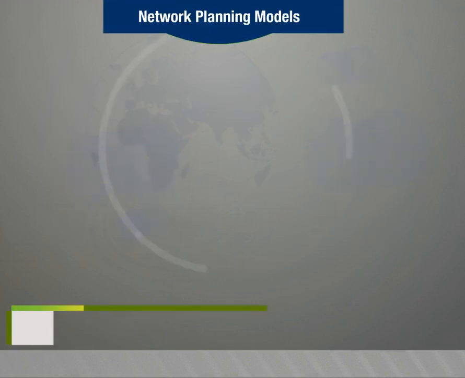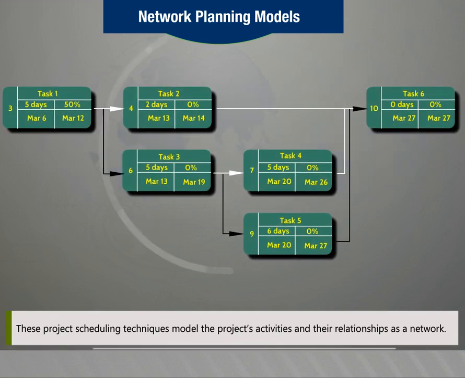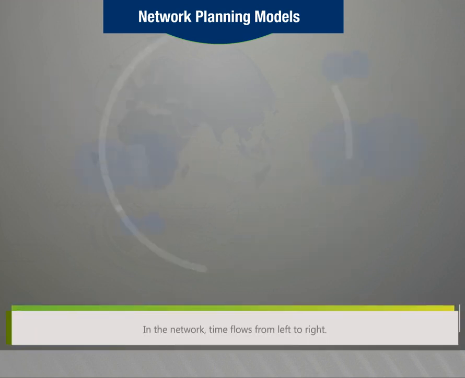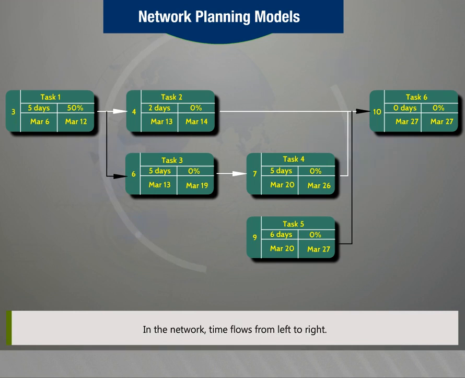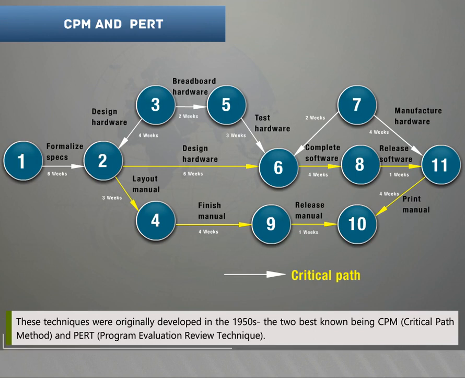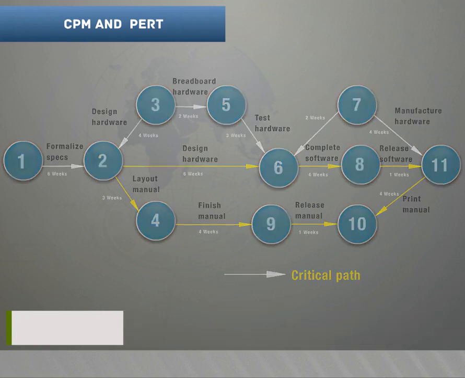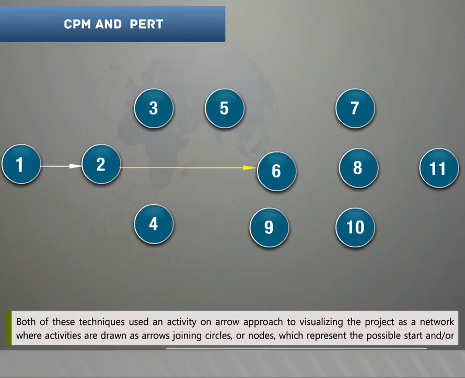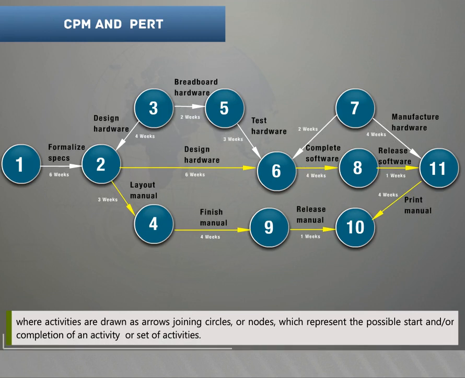Network planning models. These project scheduling techniques model the project's activities and their relationships as a network. In the network, time flows from left to right. These techniques were originally developed in the 1950s, the two best known being CPM, that is Critical Path Method, and PERT, that is Program Evaluation Review Technique. Both of these techniques used an activity-on-arrow approach to visualize the project as a network where activities are drawn as arrows joining circles or nodes which represent the possible start and/or completion of an activity or set of activities.